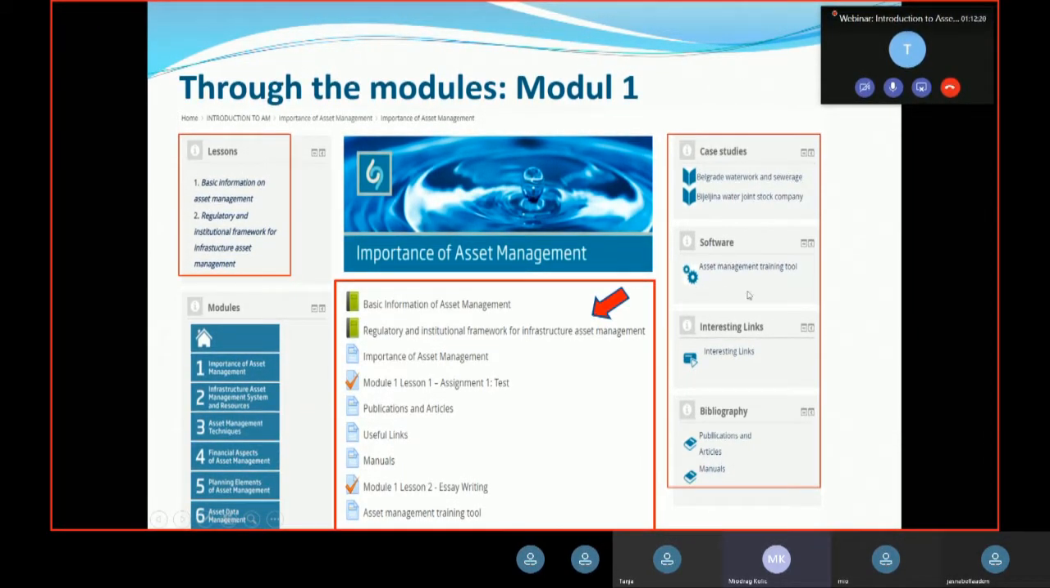Also, we have a small training tool for asset management. With your colleague, you can practice the process of asset management by entering the data for different assets and producing asset management reports.